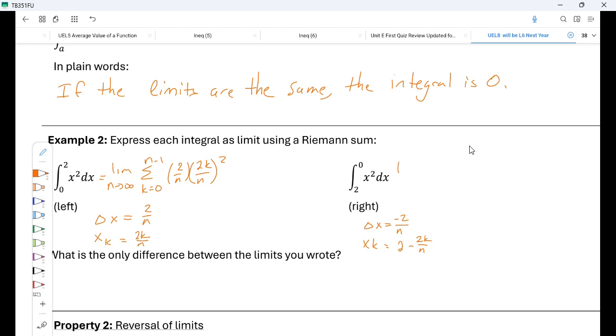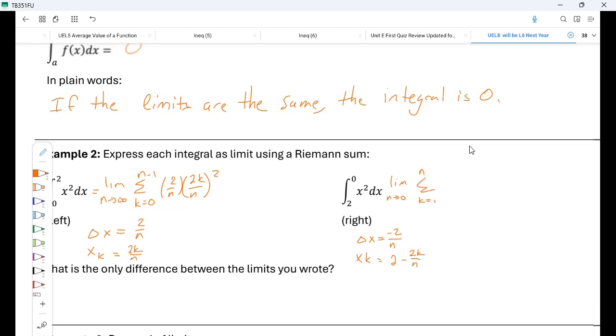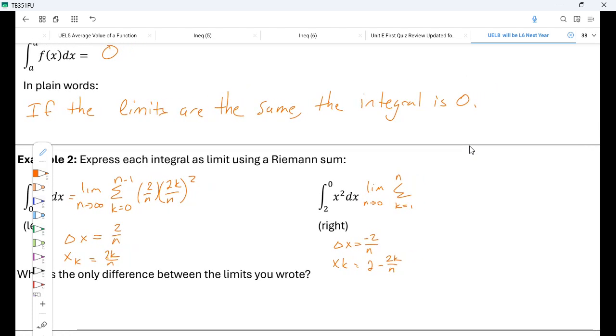So in this case, we have a right sum. We're going to do the limit as n goes to infinity of the sum from k equals 1 to n. Our delta x is negative 2 over n, and now we've got 2 minus 2k over n, squared.